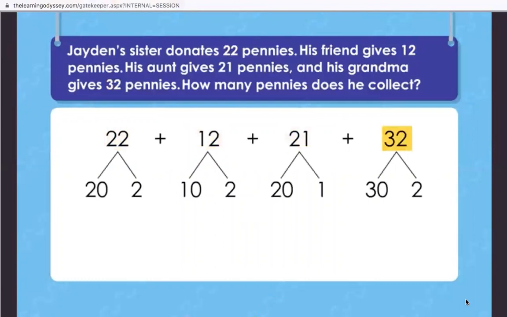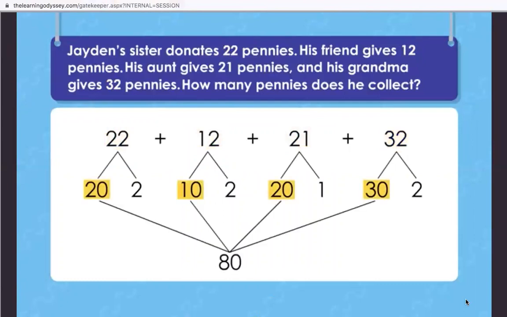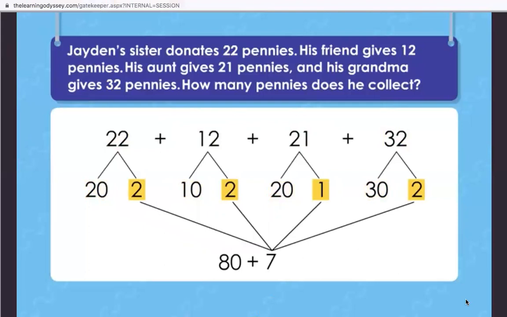30 and 2. Next, we'll add the tens. 20 plus 10 plus 20 plus 30 is equal to 80. Then add the ones. 2 plus 2 plus 1 plus 2 is equal to 7.